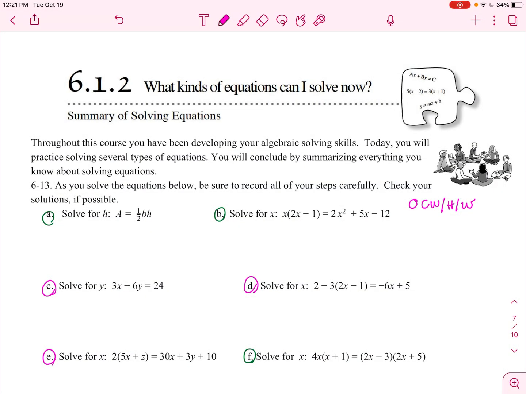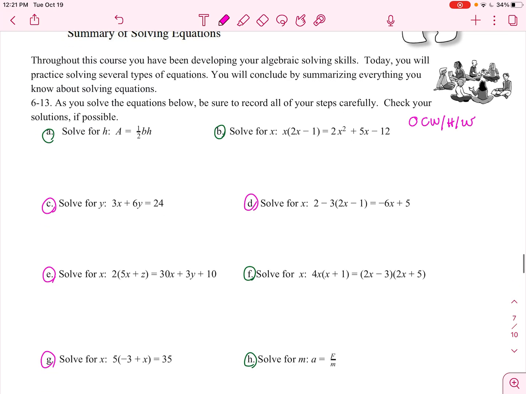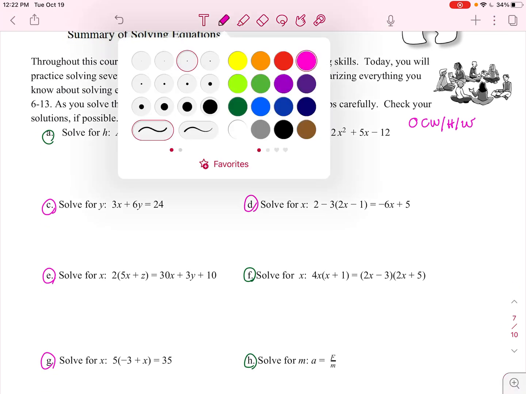Hello again. We are just working basically on the same thing we did on 6.1.1. What I've circled in pink, I want you to do for classwork and homework. What I've circled in green, I'm going to go over in this little mini lecture.